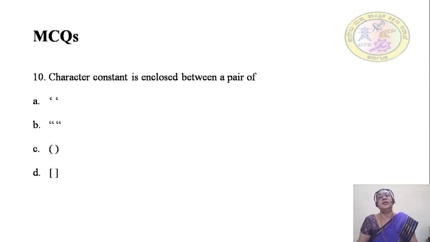Next question: a character constant in C is enclosed between a pair of A single quotes, B double quotes, C parentheses, D square brackets. A character constant in C is always enclosed between a pair of single quotes. So the correct answer is option A.